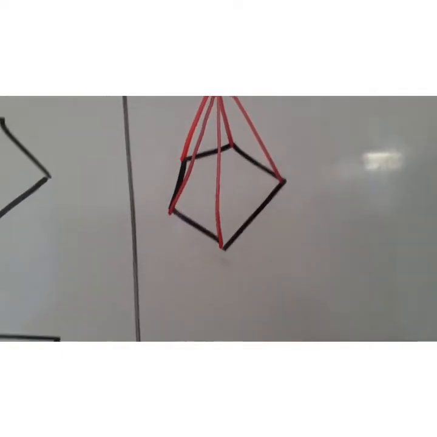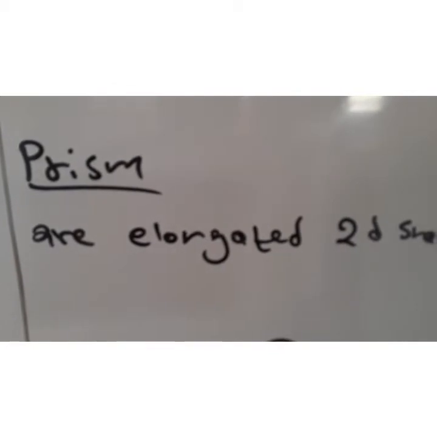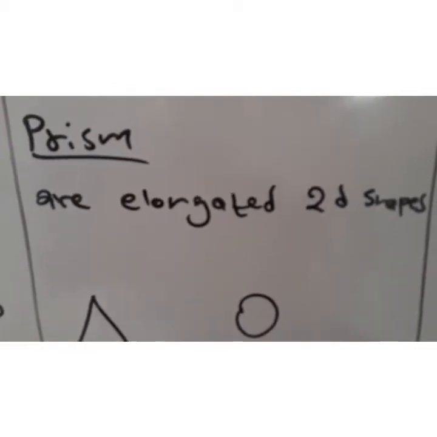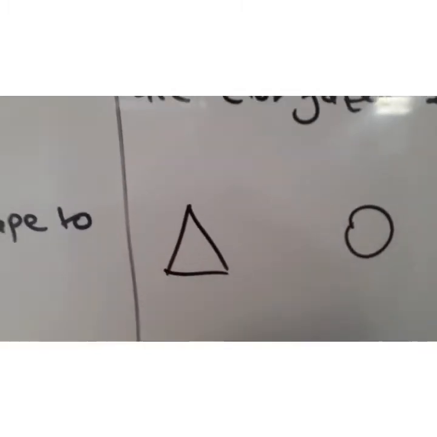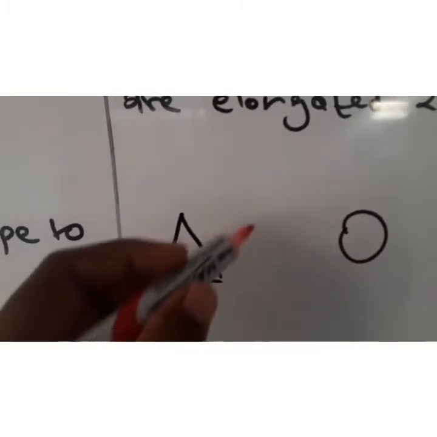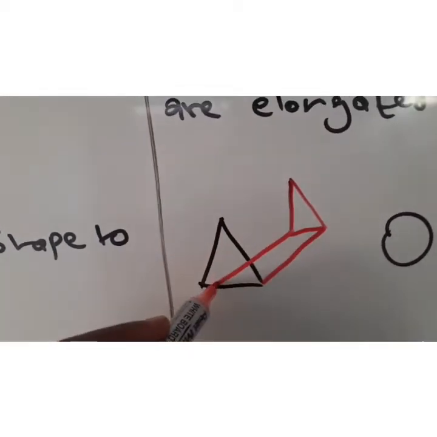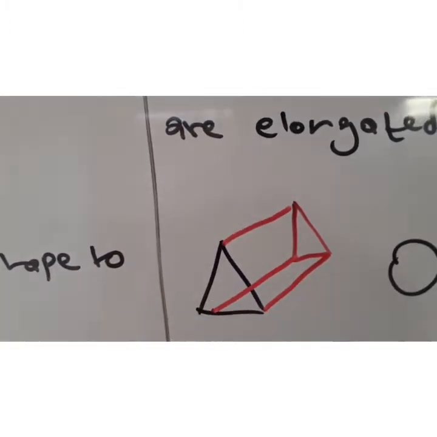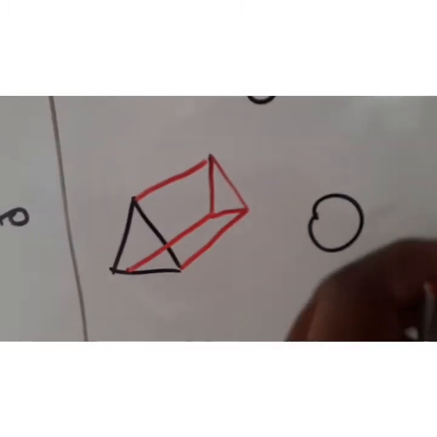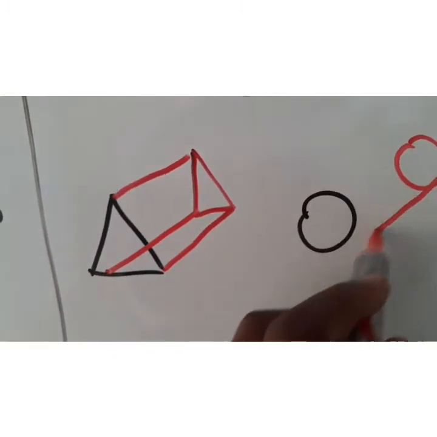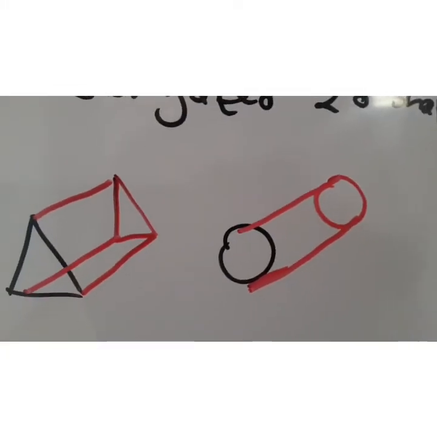Okay, so let's look at a prism. A prism is actually an elongated 2D shape. By elongated 2D shapes, what I mean is, if I have my two-dimensional shape here, my triangle, if I elongate it, I'm going to have something like this. Then this becomes my triangular prism. Now I have my circle, and if I elongate my circle, this would actually become a cylinder.